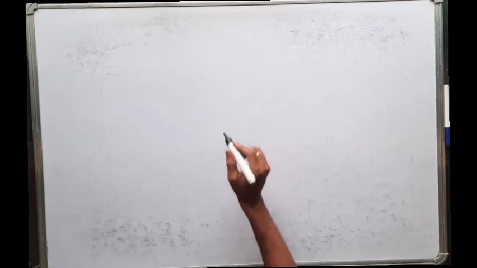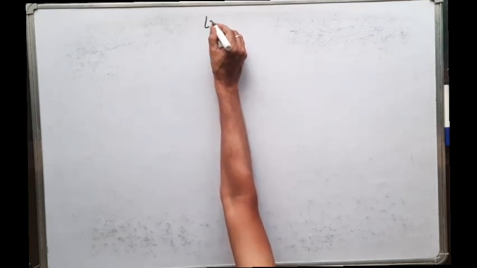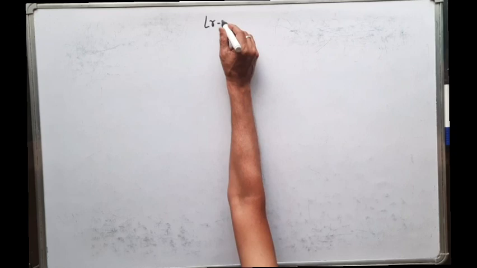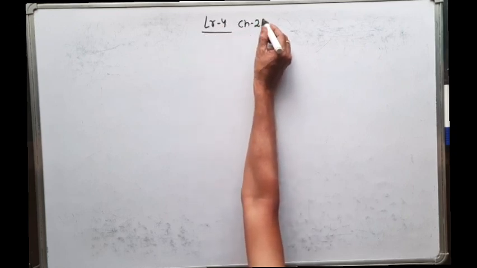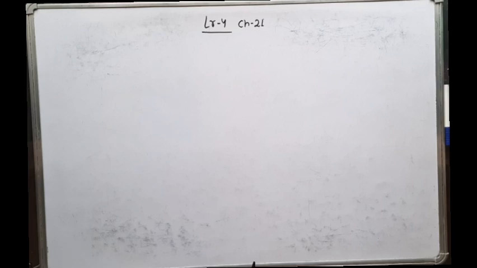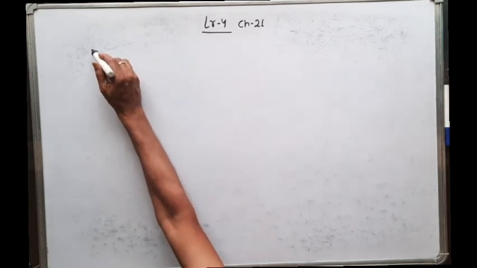So today is lecture number 4, chapter 21. Same chapter, that is the electric field and electric charge we are discussing. In the last class we had discussed the electric field and how you can find the electric field's intensity, and we have also solved some numericals. So today we will discuss electric dipole.